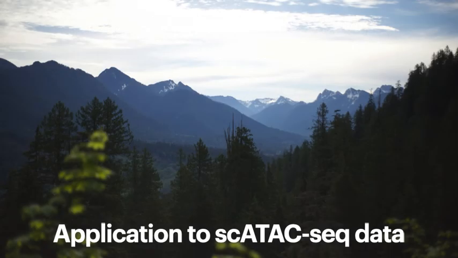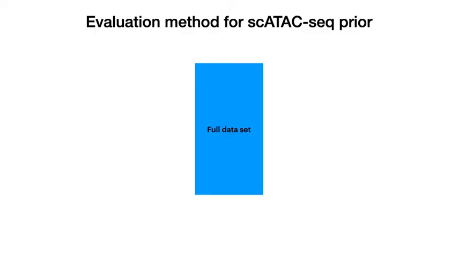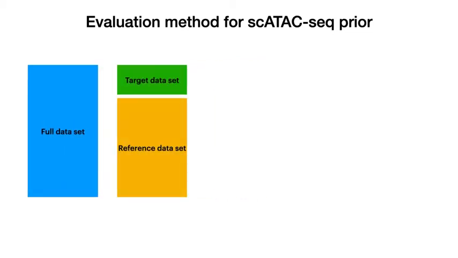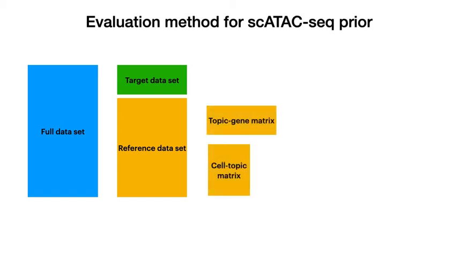We use this method to apply to some C. elegans data with scATAC-seq. We started with the full data set. We simulated having a target data set and a reference data set by dividing this data into two. Then, we started by analyzing the reference data set using a uniform prior to achieve a reference topic gene matrix and a reference cell topic matrix.